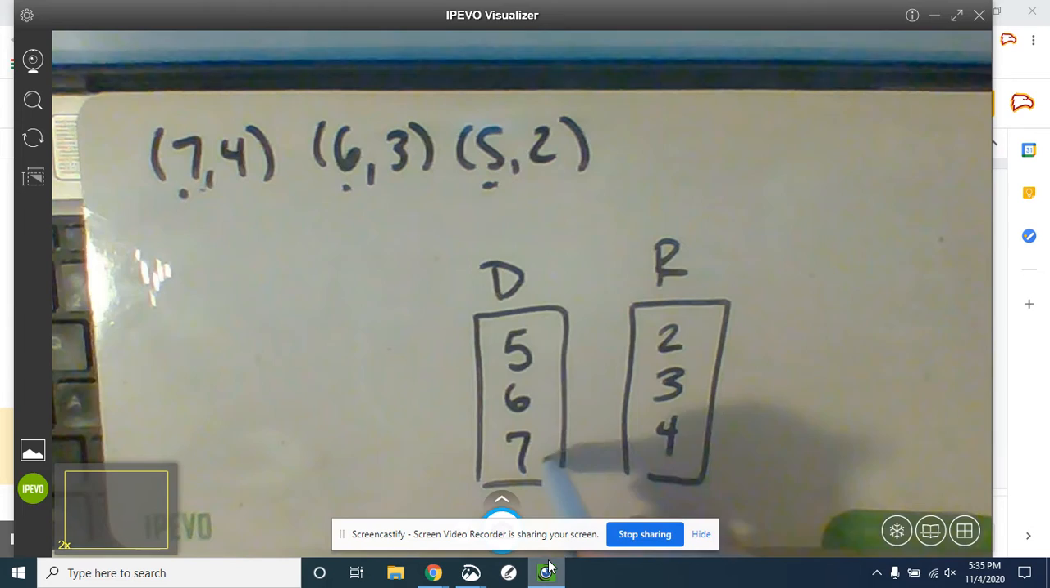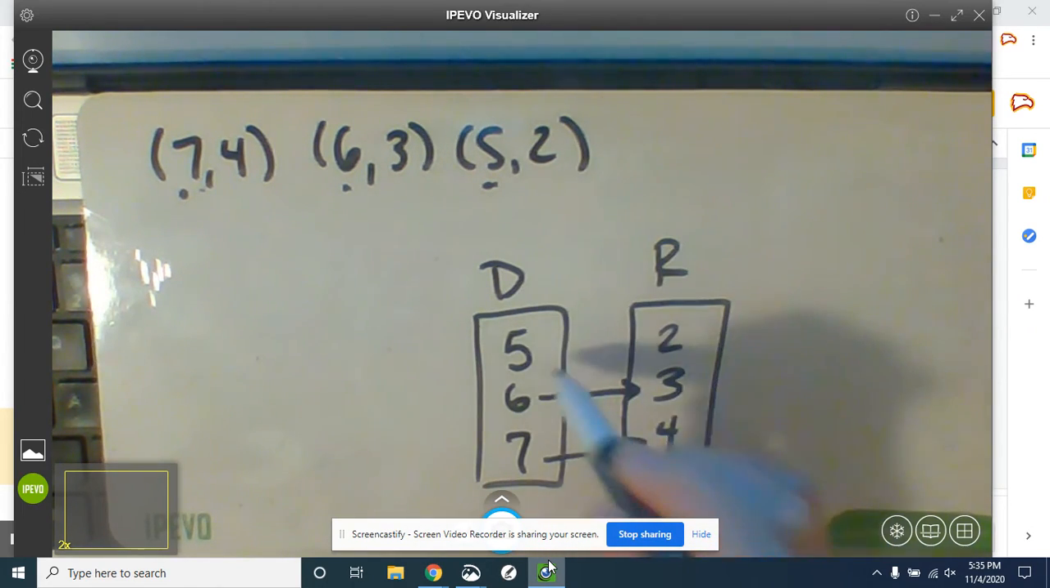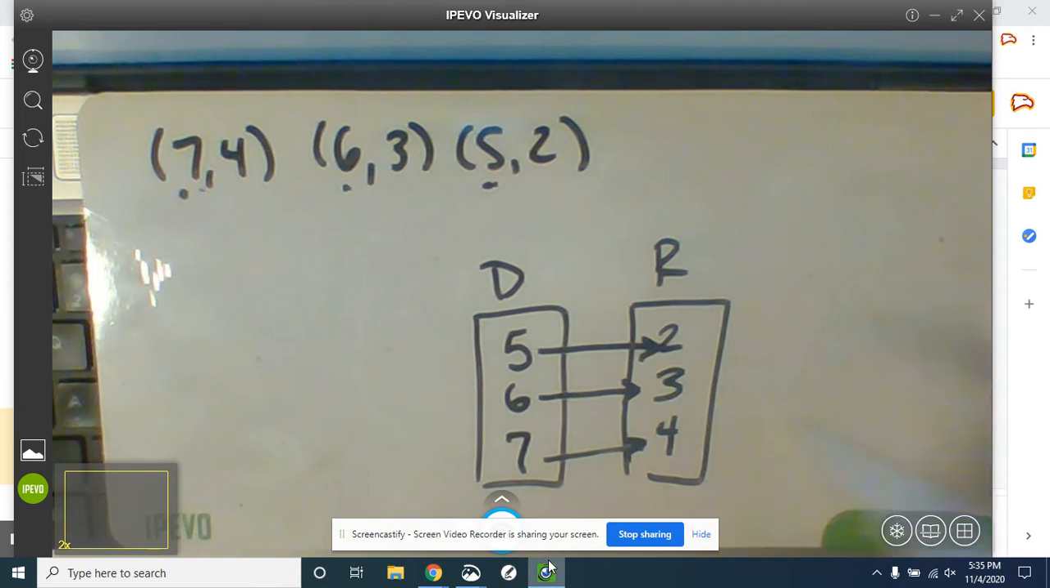7 needs to point at 4. 6 needs to point at 3. And 5 needs to point at 2. So each of our members of our domain only point at one member of the range, or each input only produces one output. So this will be a function.